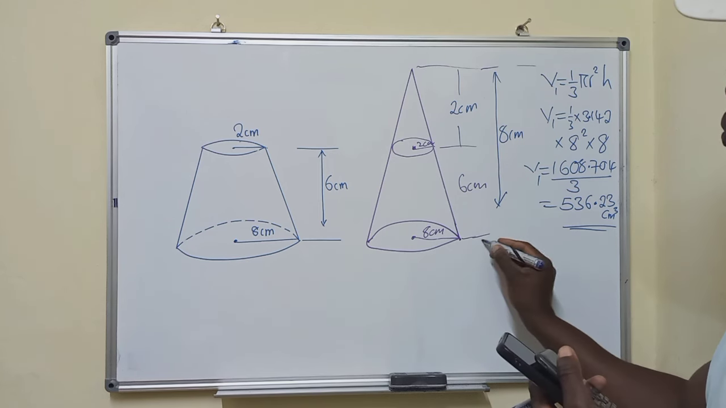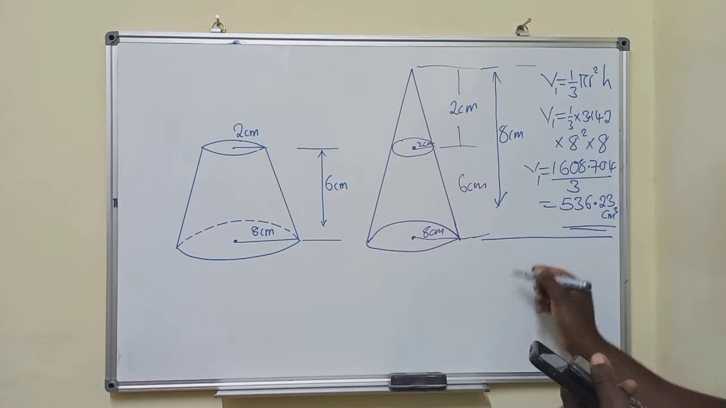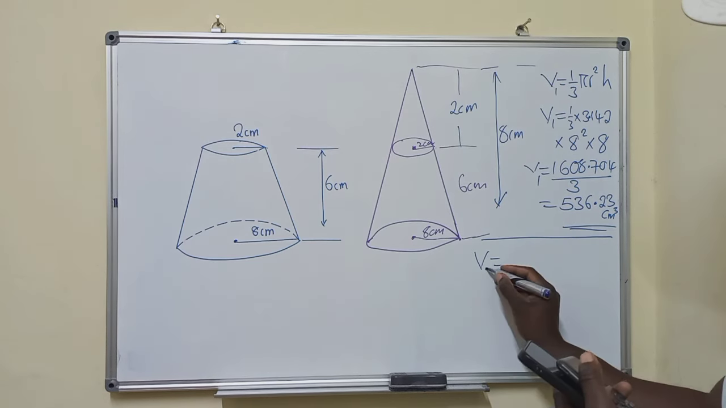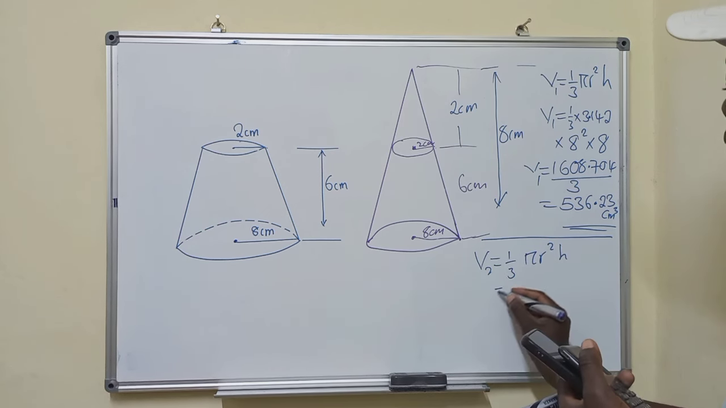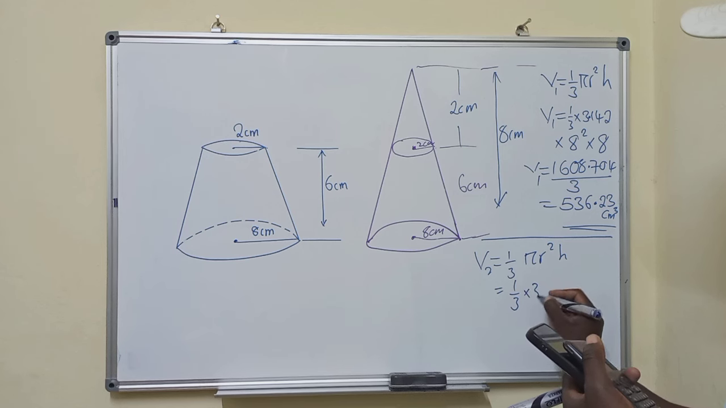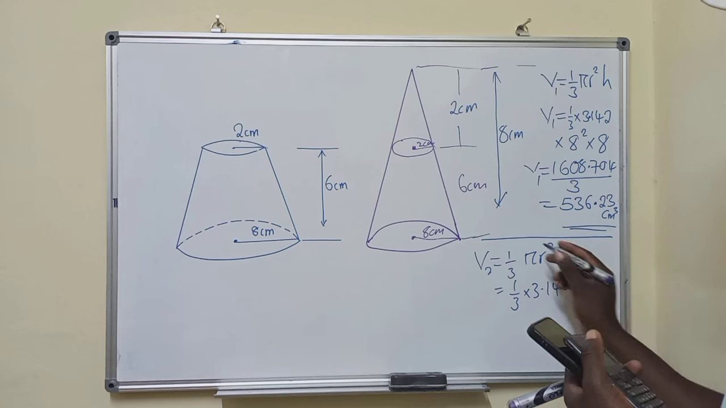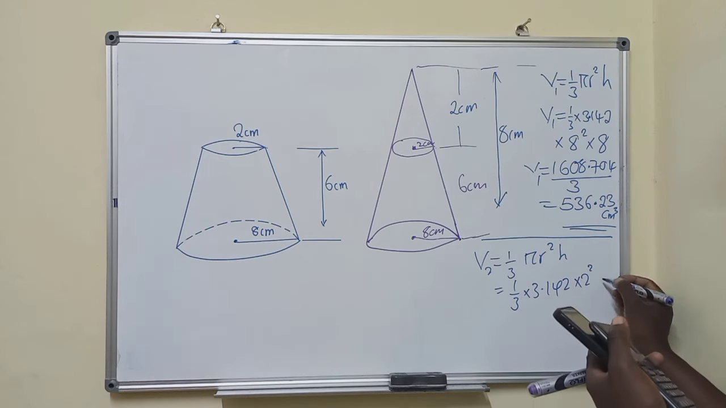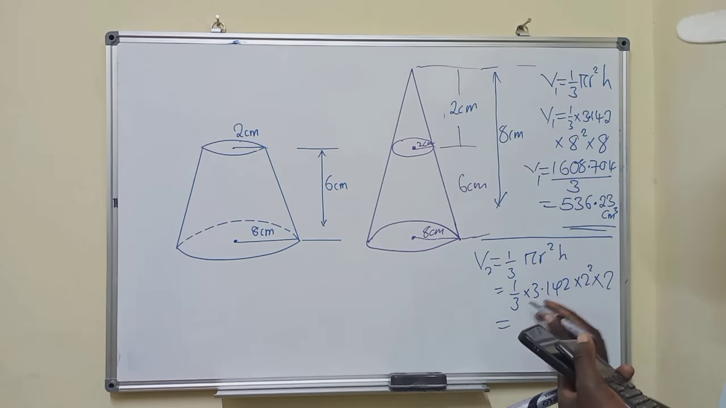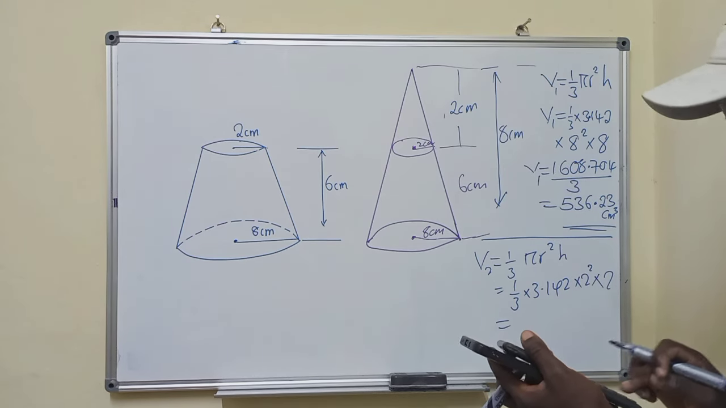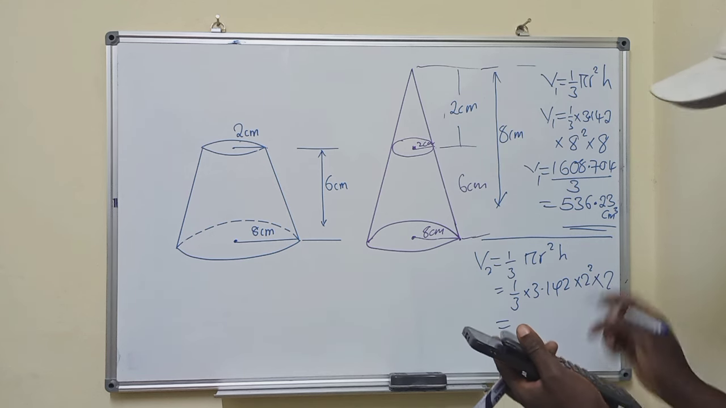So the next thing that I'm going to do will be to find the volume of the small cone, this cone, the part which has been cut. So we use the same formula. We'll call this volume 2. The same formula is working right here. So we have 1 over 3 times 3.142 times the radius here, which is 2 squared, because it's 2 centimeters, and times the height. The height of the cone, the part that has been cut, is 2. So we work out things there. So say 1 times 3.142 times 2 squared times 2.